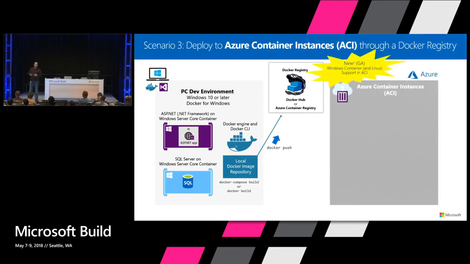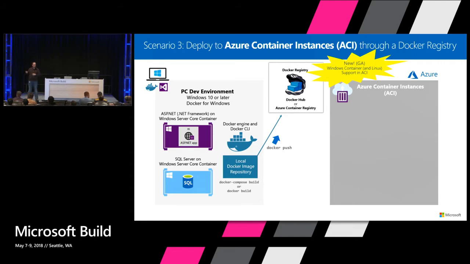And then ACI is great because it's like a black box. You don't need to maintain it. You don't need to patch it or upgrade it. It's going to be there. And you just deploy a container in there, either a Linux container or Windows container. And this is GA, like RTM, since a few weeks ago for Windows containers as well.